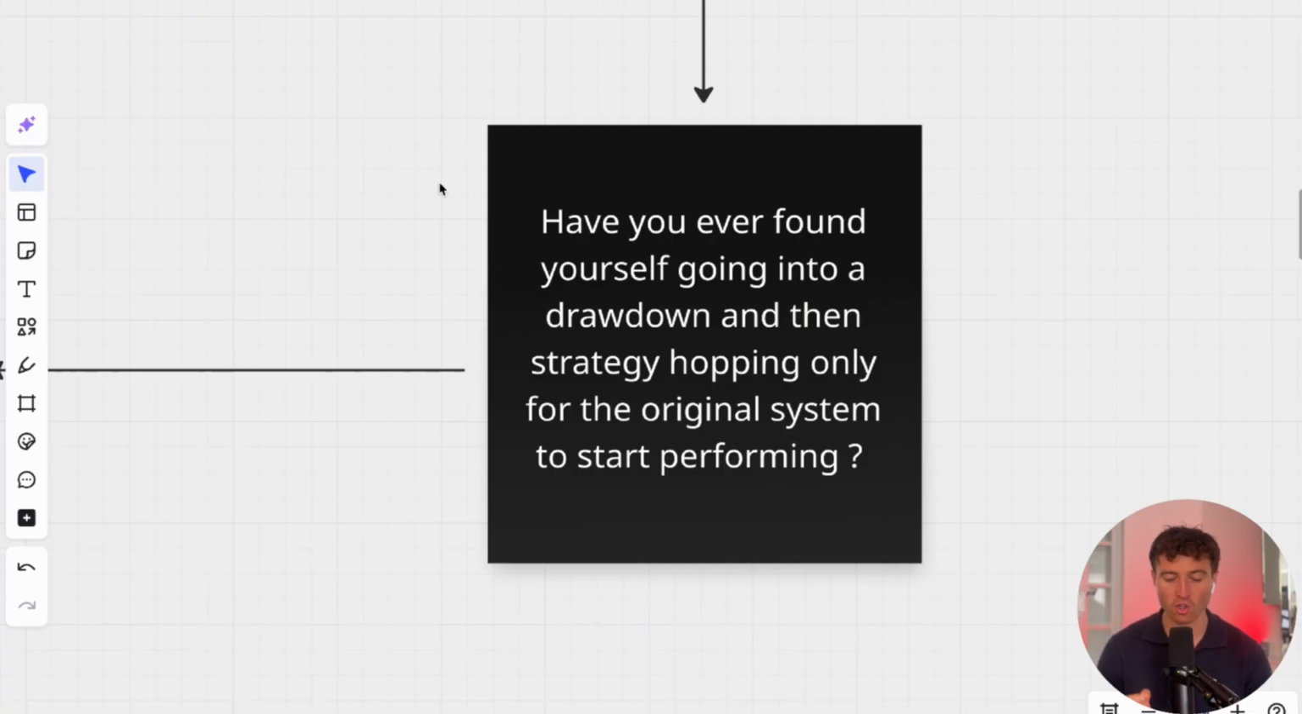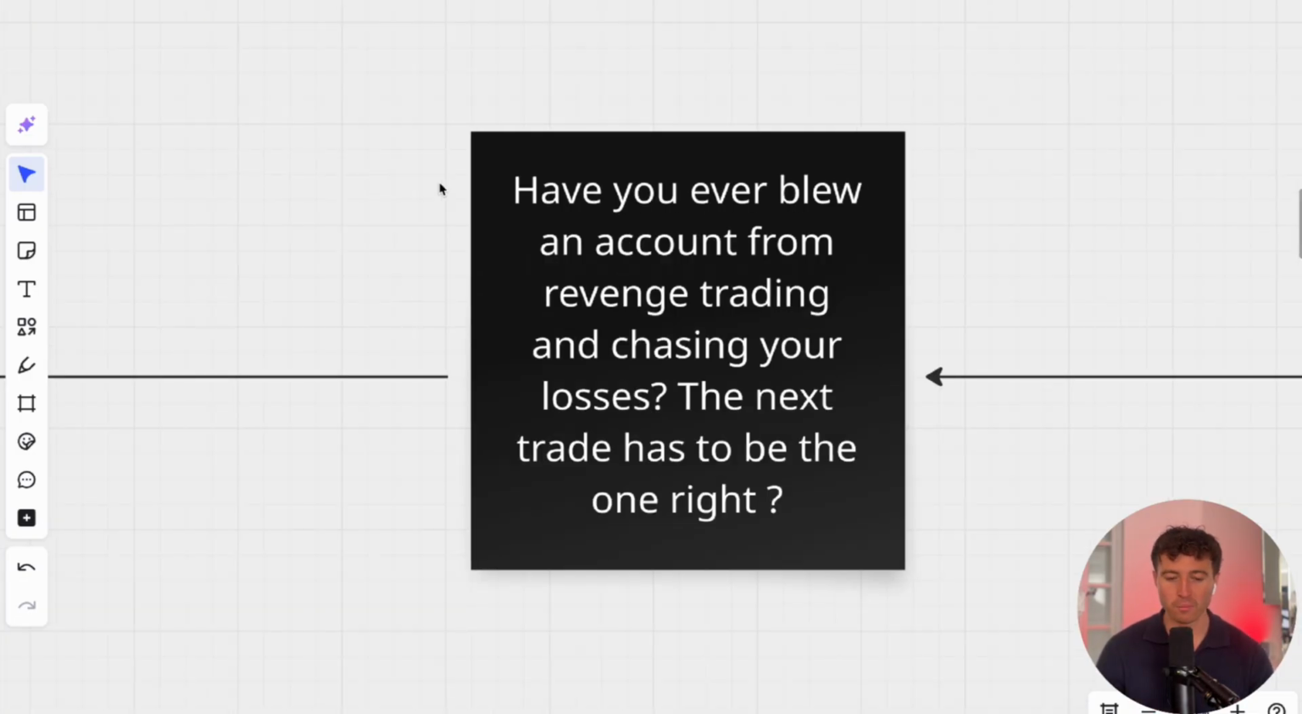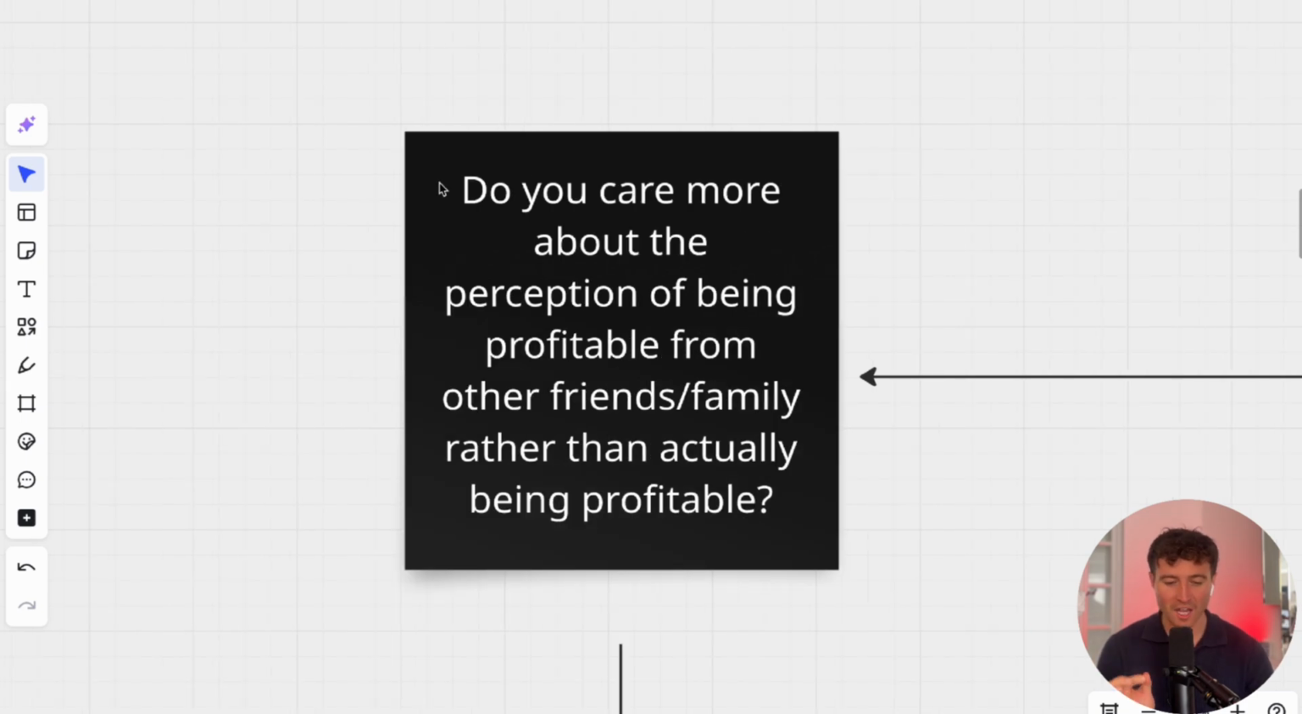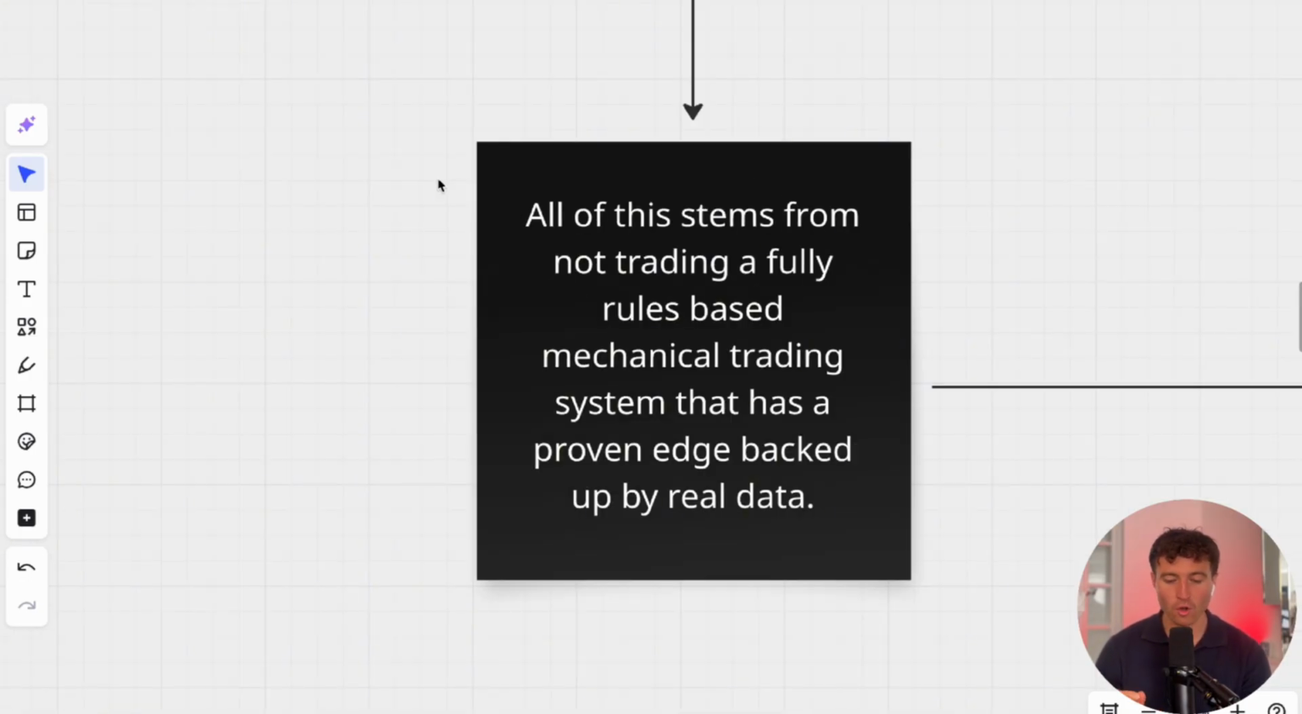original system to start performing? Have you ever blew an account from revenge trading and chasing your losses? The next trade has to be the one, right? Do you care more about the perception of being profitable from other friends and family rather than actually being profitable for yourself? All of this stems from not trading a fully rules-based mechanical trading system that has a proven edge backed up by real data.